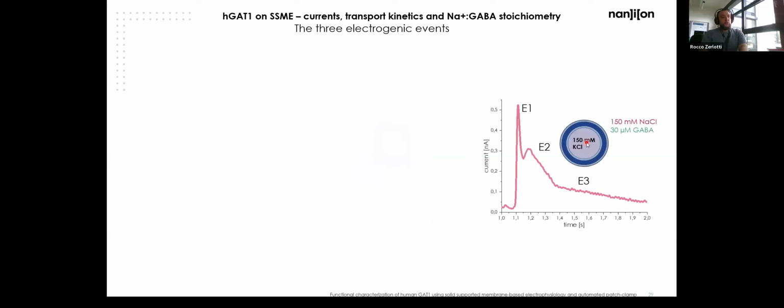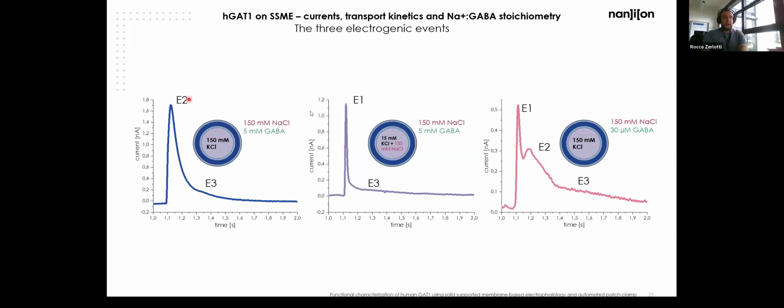Then in the end, we went back to having a very high sodium gradient. Again, no sodium inside, high sodium outside. This time we perfused with a small quantity of GABA, and in this case we were able to resolve 3 different events, which were the same events that we observed before. It's just the sum of the 3 events in a single current. We can see the fast event E1, the slower event E2, and then the even slower event E3.